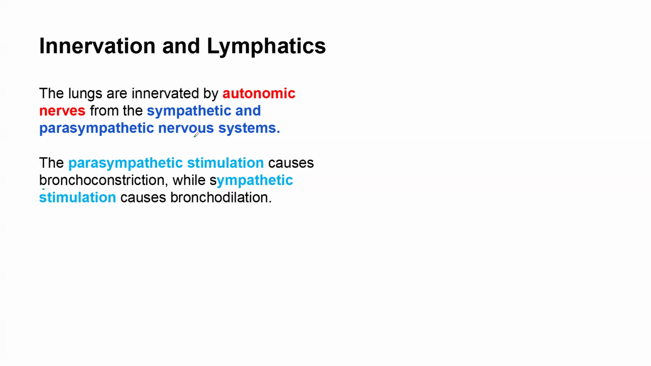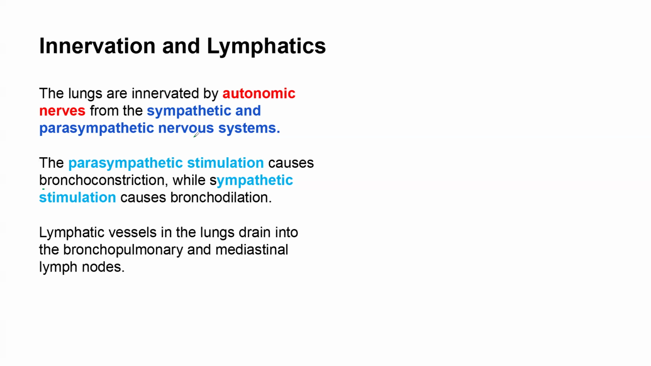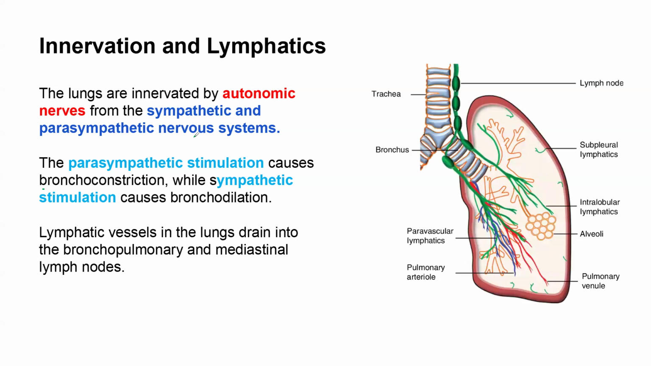Parasympathetic stimulation causes bronchoconstriction, while sympathetic stimulation causes bronchodilation. And very importantly, the lymphatic vessels in the lungs drain into the bronchopulmonary and mediastinal lymph nodes.